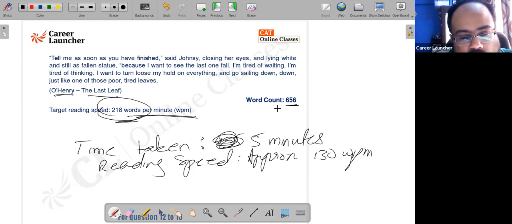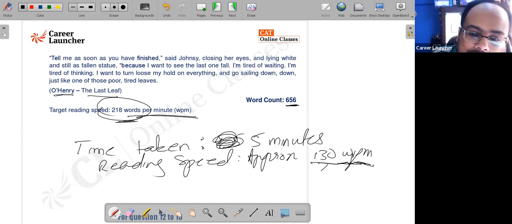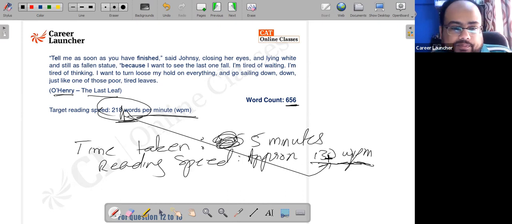I just hope all of you kept time of how much time you took to read the passage. So calculate your reading speed. If someone's reading speed is 130 words per minute, it basically tells that person how much improvement is required. So those of you who read it in 5 minutes, at 130 words per minute, your reading speed needs to go up from 130 words per minute to 218 words per minute.